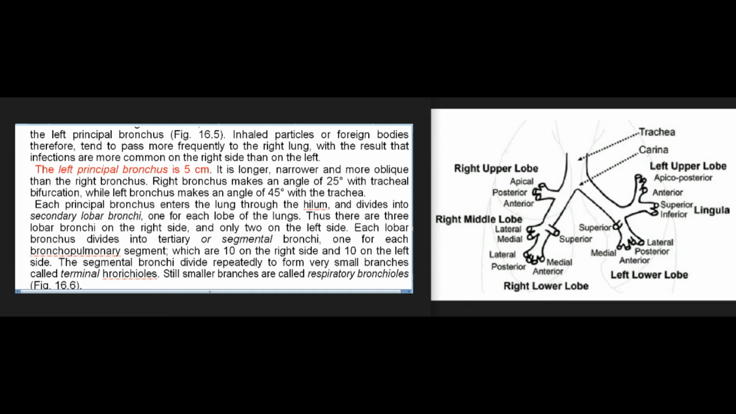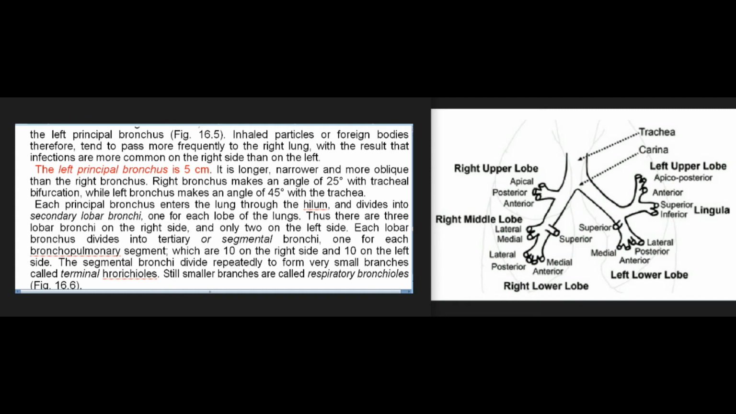The left principal bronchus is 5 cm. It is longer, narrower and more oblique than the right bronchus. Right bronchus makes an angle of 25 degrees with tracheal bifurcation, while left bronchus makes an angle of 45 degrees with the trachea. Each principal bronchus enters the lung through the hilum, and divides into secondary lobar bronchi, one for each lobe of the lungs. Thus there are 3 lobar bronchi on the right side, and only 2 on the left side.